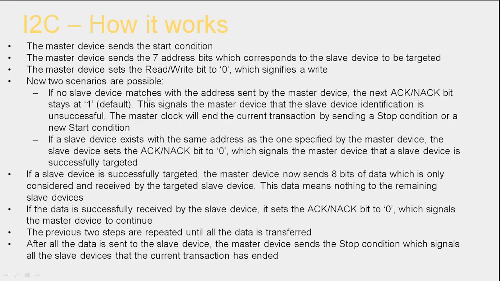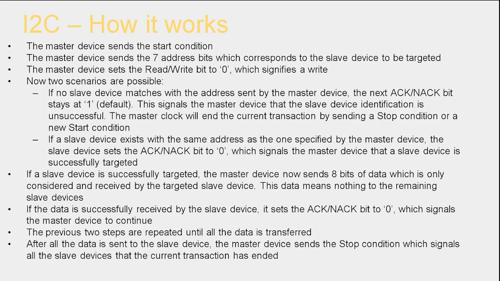Okay, so now there are 2 conditions. One, when it finds the matching slave. Else, there is no slave. If no slave device matches the address, then the acknowledge bit stays at 1 by default. So it means the master has not found the slave, so the identification is unsuccessful. When the master finds a slave, then it receives the acknowledgement bit as 0.